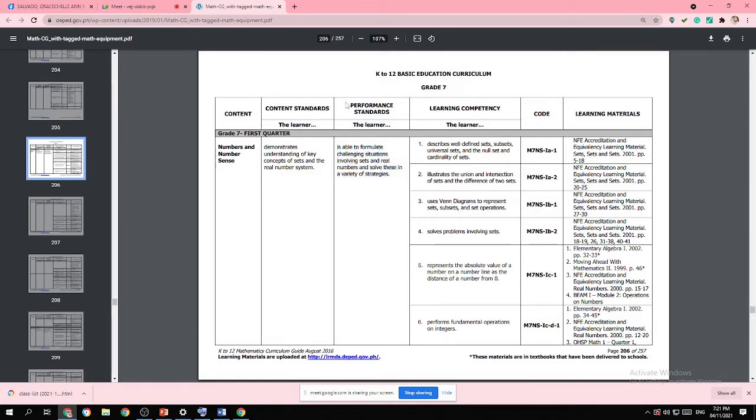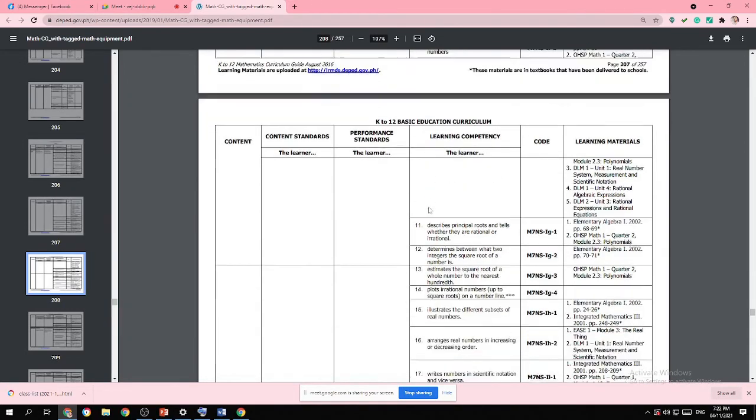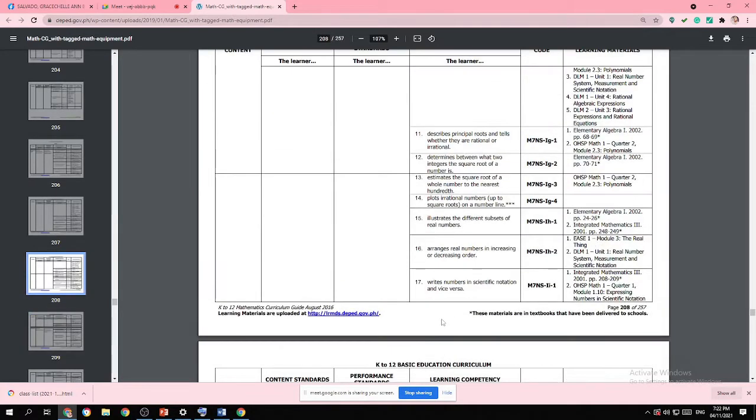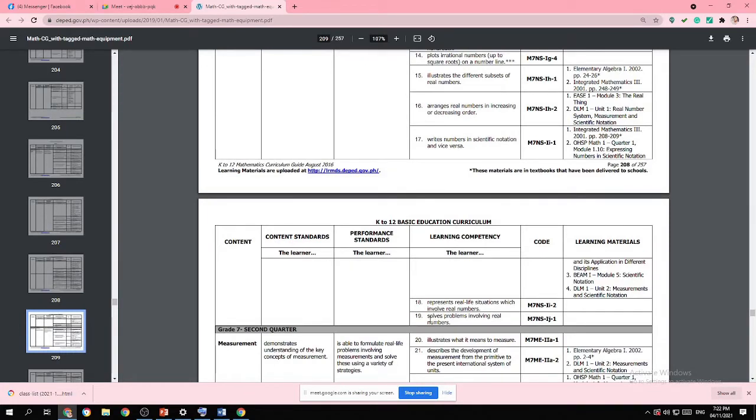And this will be achieved if the learning competencies are also achieved. These learning competencies are very important for us to achieve the performance standards. These are the learning competencies in the first quarter, until solving problems involving real problems. Okay? So this is our curriculum guide for now.